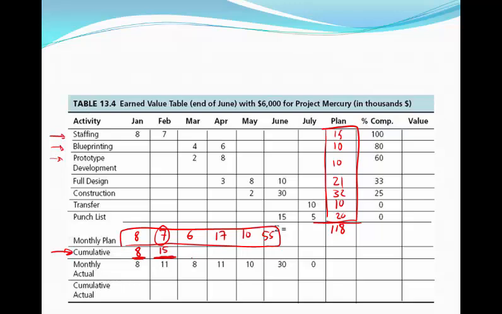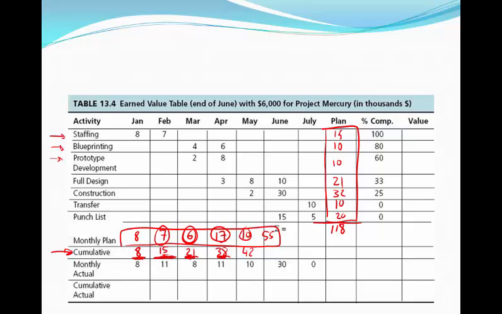So again, looking at March, our cumulative planned value is the $15,000 that we should have spent by the end of February. Then you add your spend in March, and that would give you $21,000. Again, to look at April, we're taking the 21,000 plus the 17,000, and that would give us $38,000. May, we're taking the 38,000 to date in April plus the 10 in May.